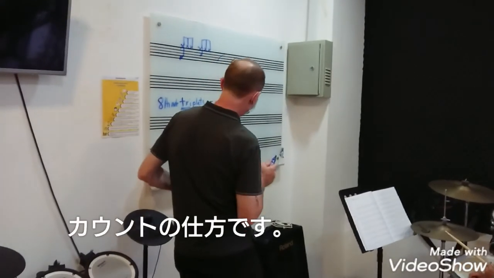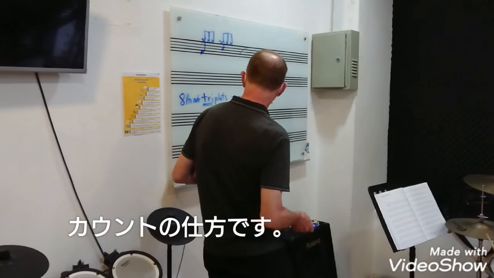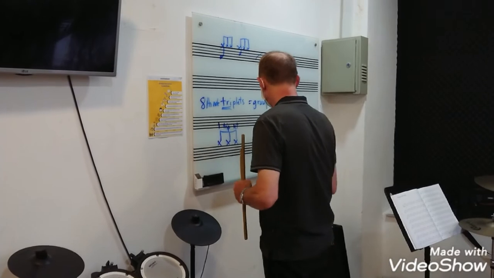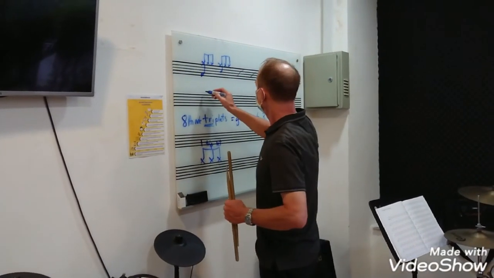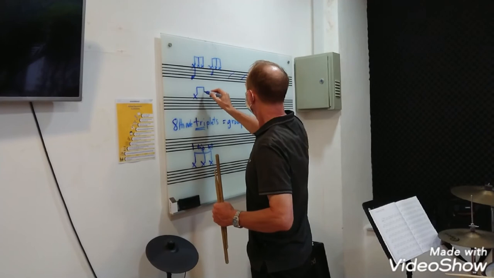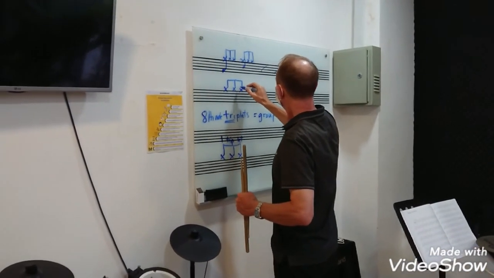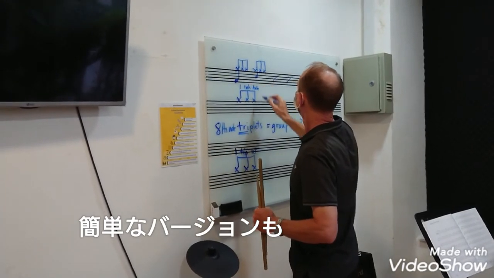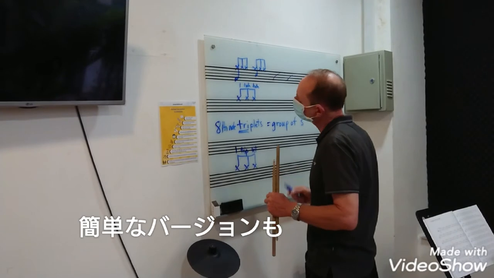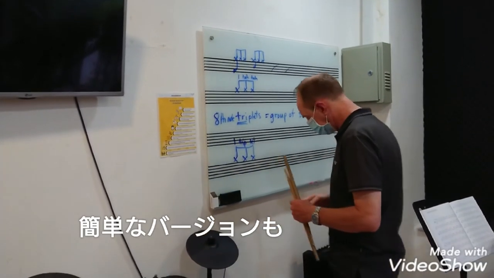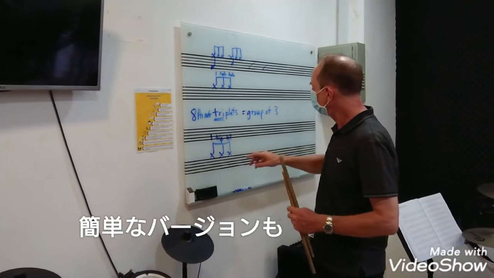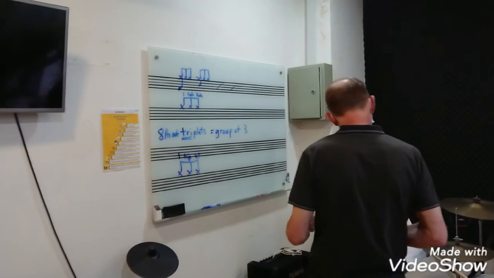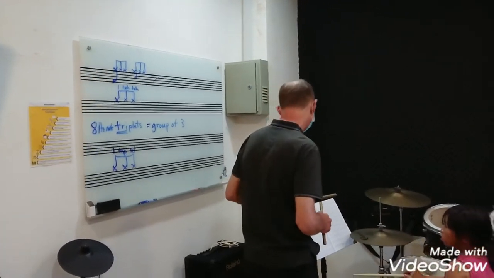One triplet, two triplet, three triplet, four triplet. I don't really like to count them like that. I like to count them like 1, 2, 3, 4. I find it easier to say than 1 triplet, 2 triplet, 3 triplet, 4 triplet. I'll go 1, 2, 3, 4, 5.